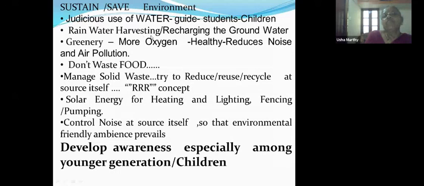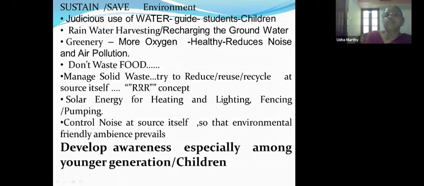And then go for rainwater harvesting. Because of rainwater harvesting, there will also be groundwater recharge, and that is another achievement. And go for greenery. With more greenery, more oxygen is supplied, and our health will improve, and it reduces noise and air pollution to some extent. Don't waste food, whether it's your party or somebody's party or whatever it is. Don't waste food anywhere. Manage solid waste.